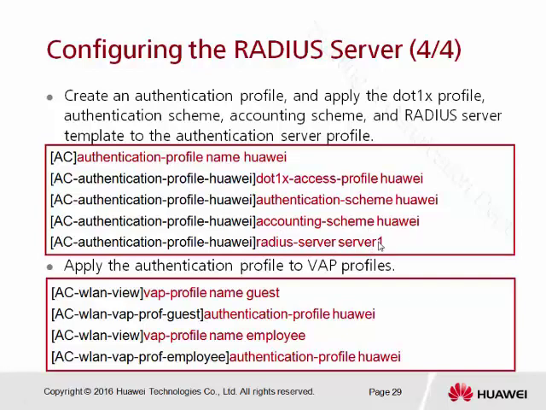Then the last step is to apply the authentication profile to the VAP. Right here, I create one VAP. This one is for the network device on the guest network. For this guest network, we're going to use the authentication profile Huawei, and this will be the same for the employee also. So these two SSIDs use the same authentication method. I don't care whether you connect to the guest or the employee network. When you connect to either SSID, it will redirect you to authenticate with the Radius server.